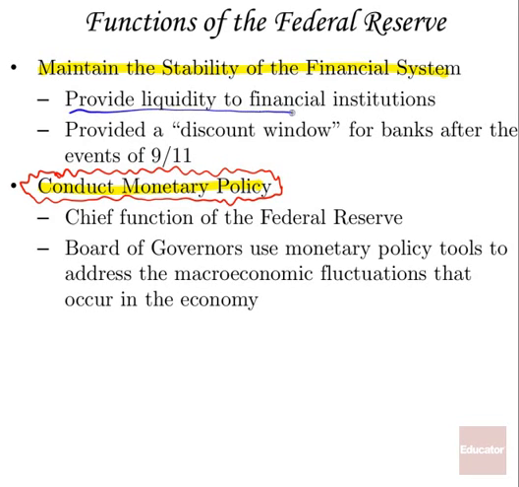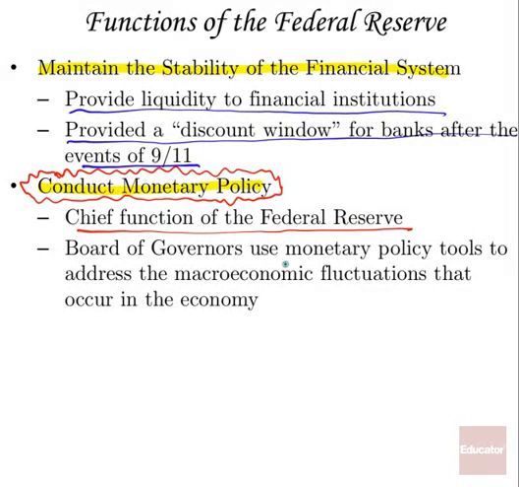The Federal Reserve, they provide liquidity to the system. They provide liquidity to financial institutions, and they provided a discount window for banks after the events of 9/11. So they serve to calm the markets and say that terrorists may have attacked, but they couldn't destroy the financial system. And so conducting monetary policy is actually this chief function of the Federal Reserve.